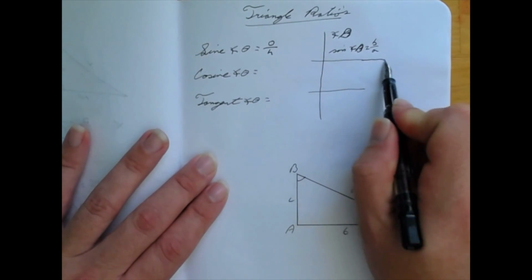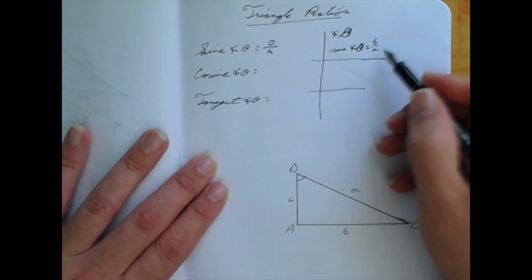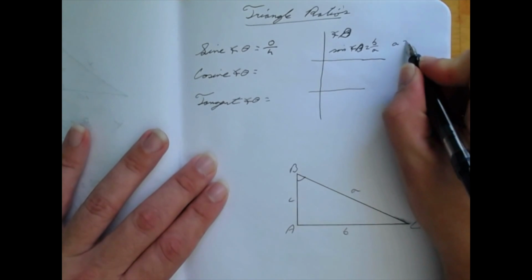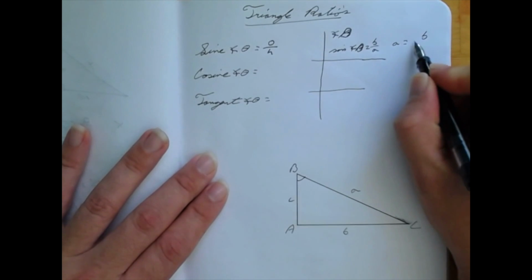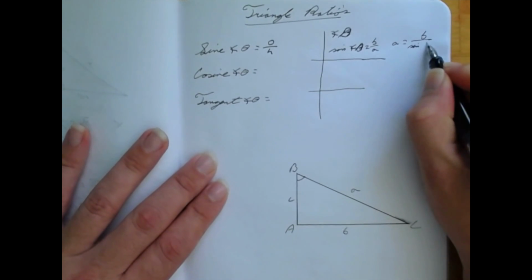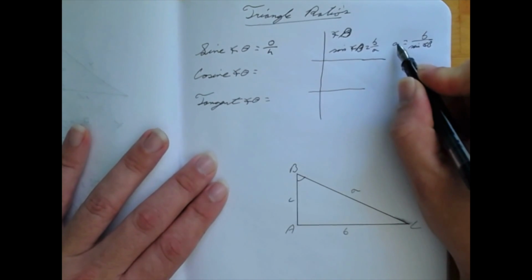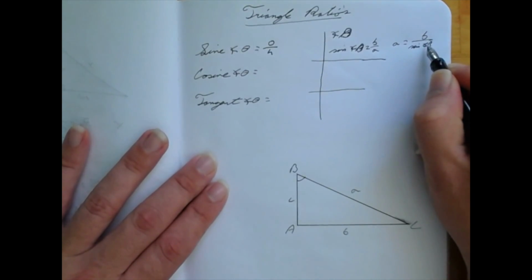So if I was now trying to figure out what A is, I could say that A is equal to B divided by the sine of angle B, if I did not have A, but I had B and the angle.